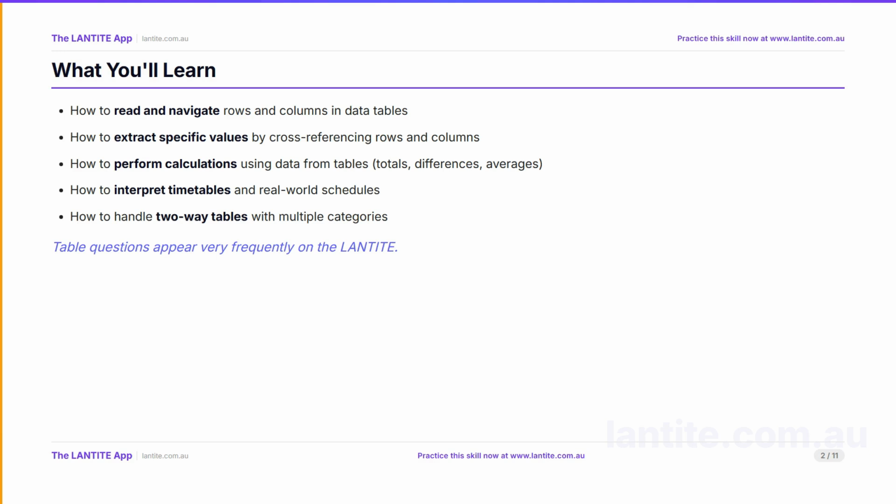By the end of this lesson, you'll be able to navigate rows and columns confidently, extract specific values by cross-referencing, perform calculations from table data, and interpret real-world tables like timetables and price lists. These skills come up in almost every LANTITE test, so let's make sure you're fully prepared.